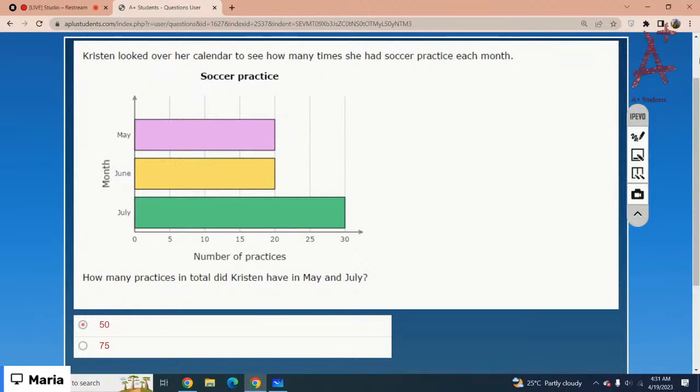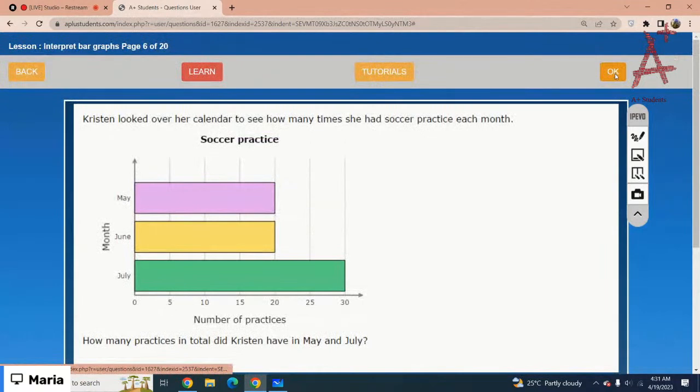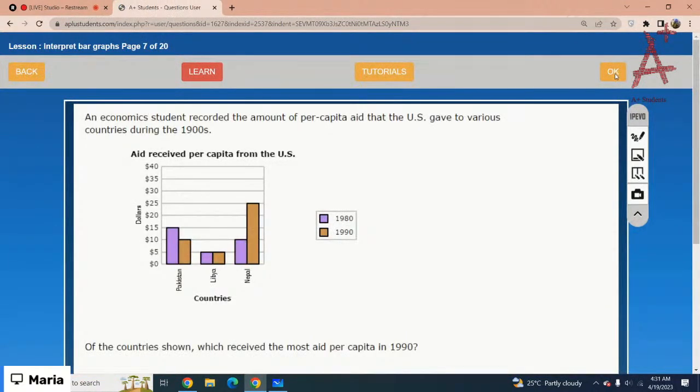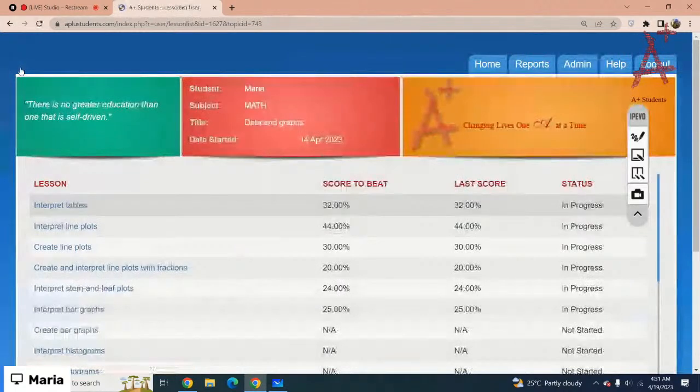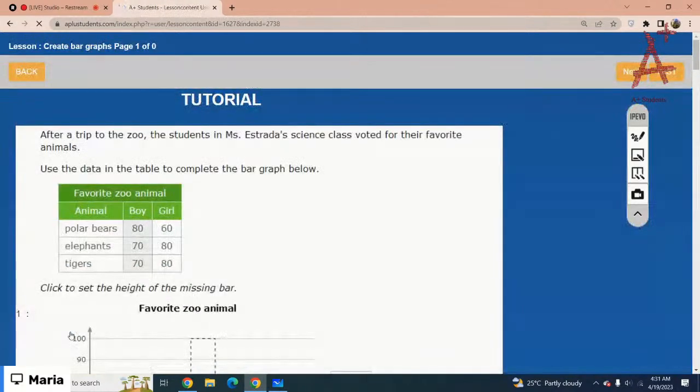Okay, you can complete the test by yourself later today. Let me just move on to the next lesson. Okay, the next lesson is create bar graphs. Let's just start with the bar graphs.